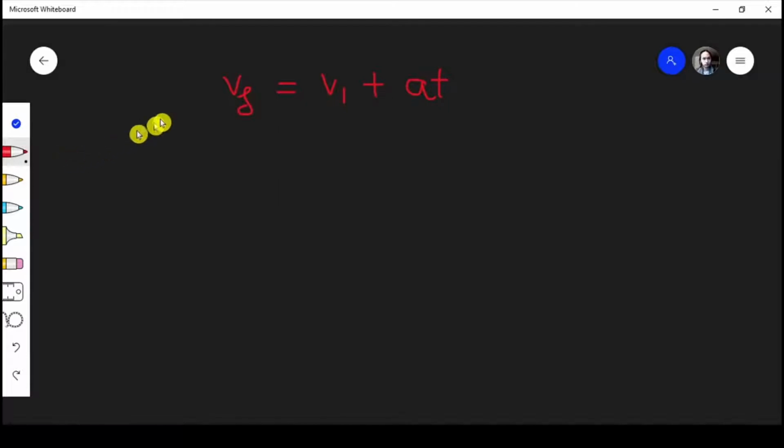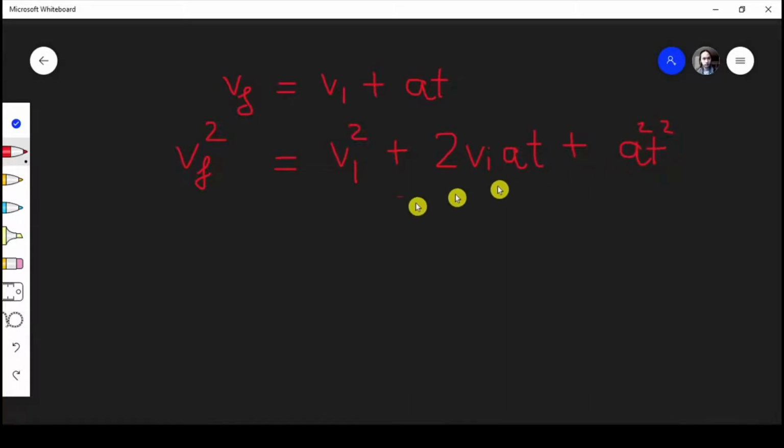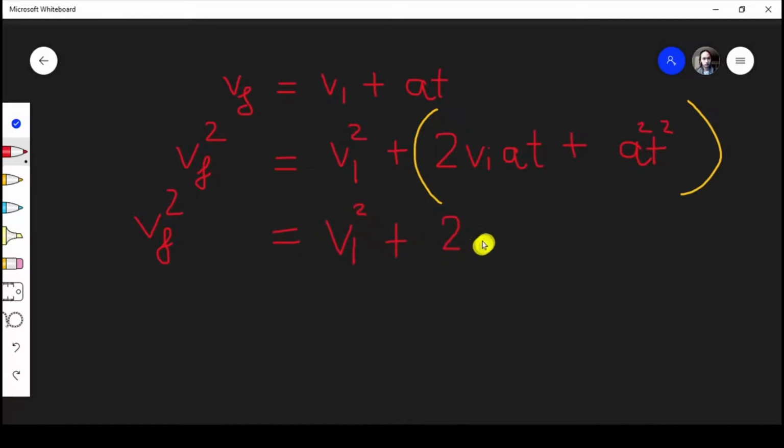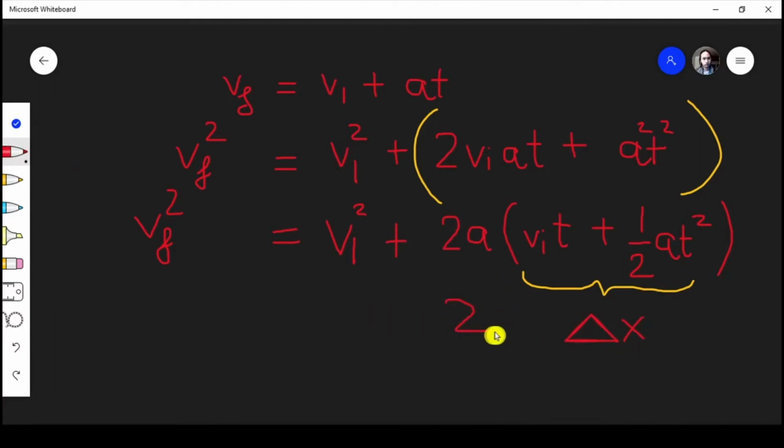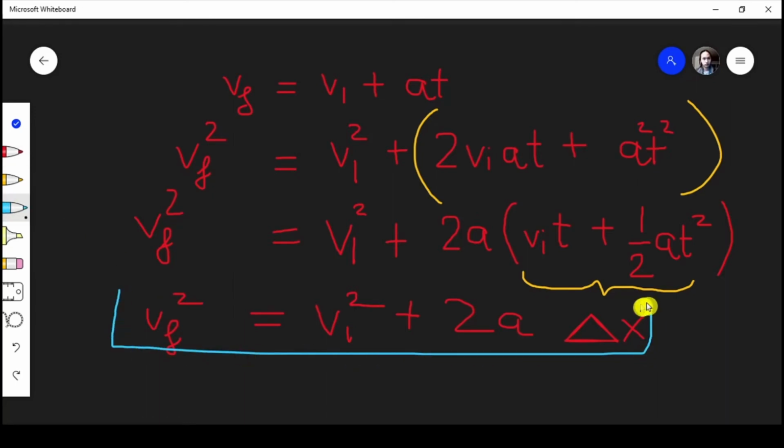So if you square both sides, you're going to get Vf squared equals Vi squared plus 2 Vi at plus a squared t squared. Then what you're going to do is put parentheses in here, which is the same thing: Vf squared equals Vi squared plus, you're going to put 2a out, and inside what you have left is Vi t plus 1/2 at squared, and this by the second equation is delta x, and you have the third equation, Vf squared equals Vi squared plus 2a delta x.